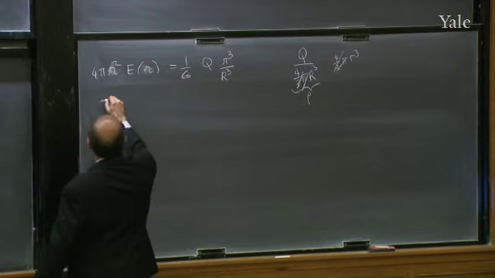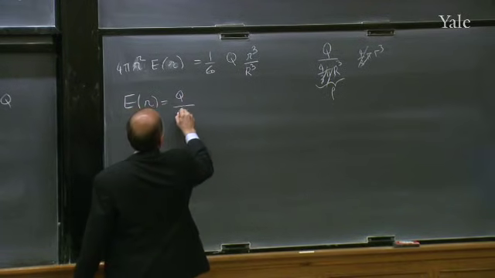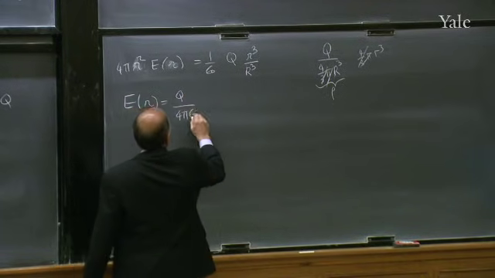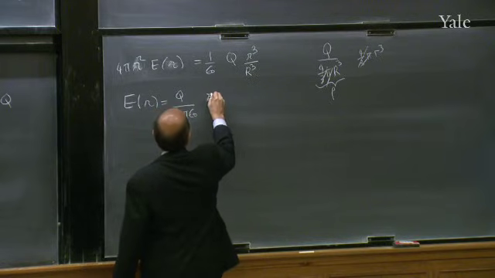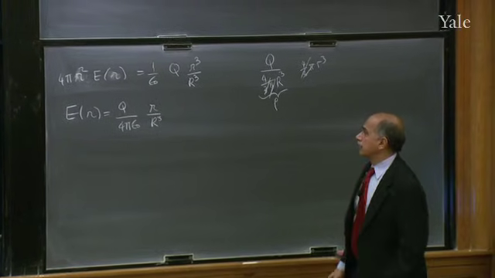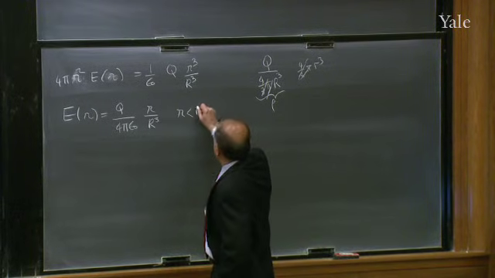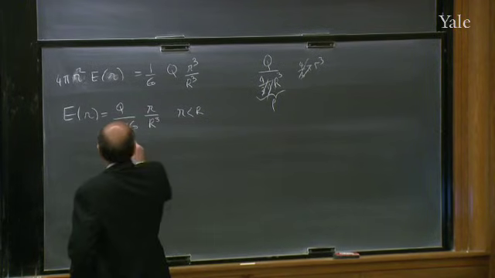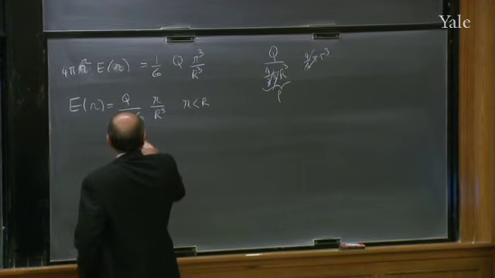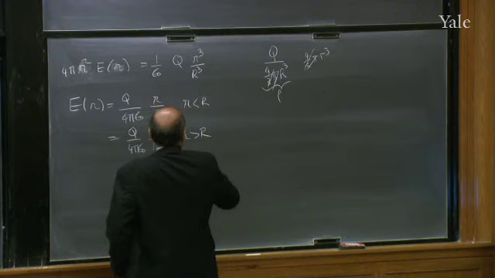Therefore, the electric field now, E of r, looks like Q over 4 pi epsilon 0 times r divided by R cubed. This is for r less than R. It is equal to Q over 4 pi epsilon 0 times 1 over r squared for r bigger than R.